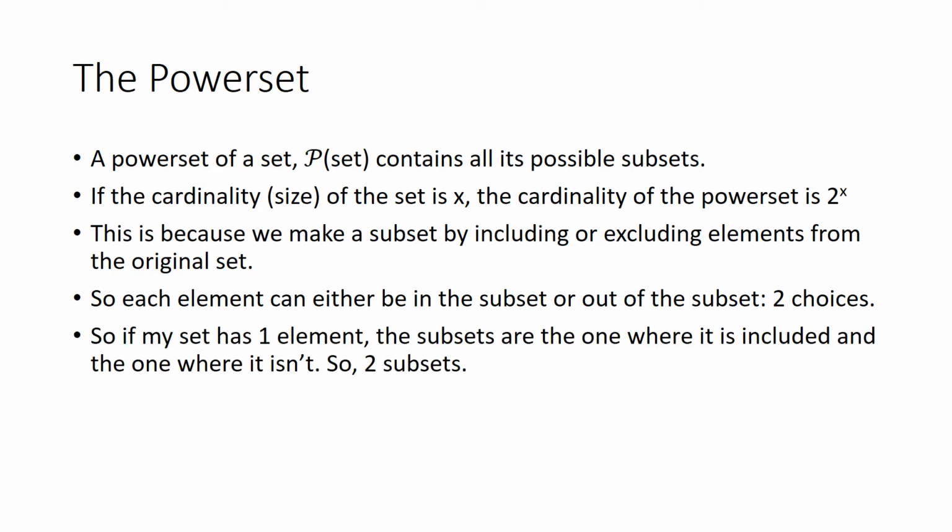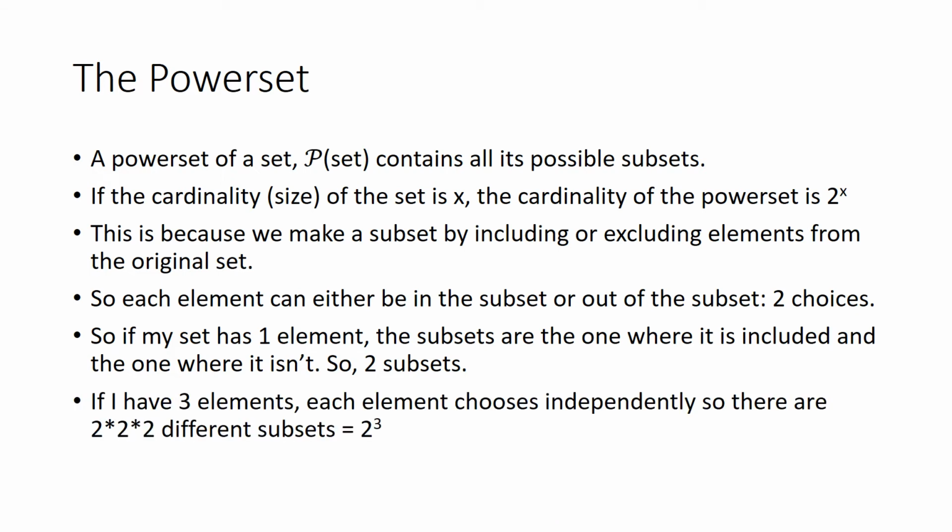It has two choices. If my set, for instance, has one element, which I will demonstrate like so, just one element, there are two possible subsets. So there's two possible subsets because my one element can either be included or not included, and that's it. So you have two possible subsets. And indeed, if I have three elements, each element also has two choices, and again it chooses independently, so there are 2 times 2 times 2 different subsets, which means there are 2 to the power 3 different subsets.